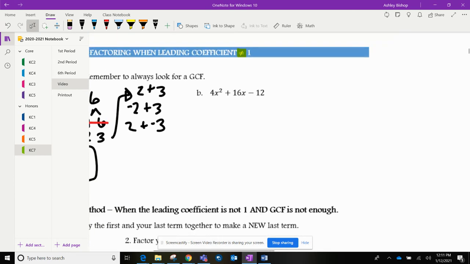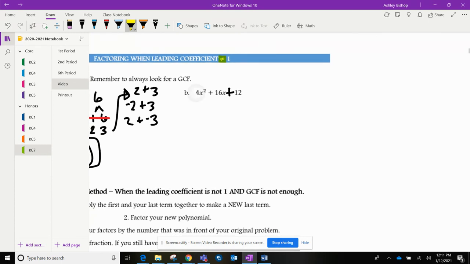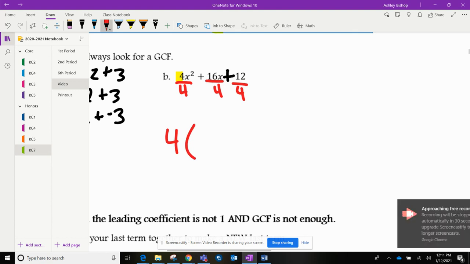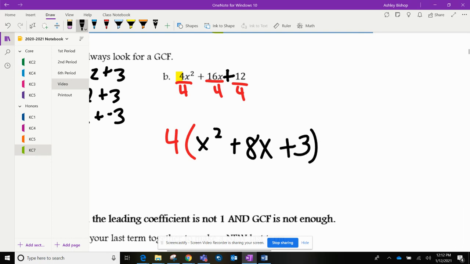All right, let's do one more quick example using the greatest common factor. First things first, I have an error in this problem. This should be plus 12, so please change that. I want to factor this, and I notice that my first term does not have a 1, it has a 4. I always think to myself when this happens, can I take out a greatest common factor? Yes, I can divide each thing here by 4. That 4 that I divided everything by goes on the outside, and I'm left with x squared plus 8x plus 3. Wait, 16 divided by 4 is not 8, it is 4.